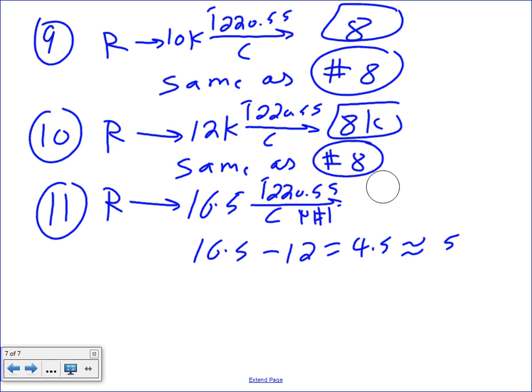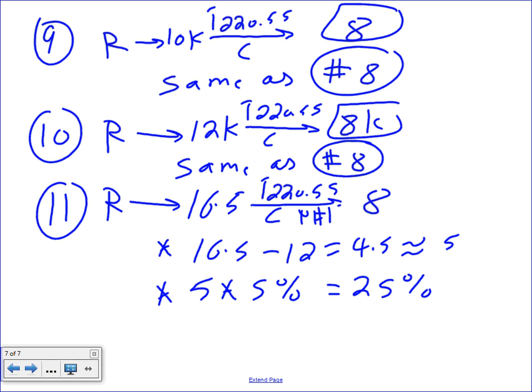This is number 8. Then I'm going to increase it 5. This is step 1. Step 2, you're going to take 5 times 5%. That'll give you an increase of 25%. Then your total has to be increased by 1.25 times 8. Can you guys do that? 10 kW.